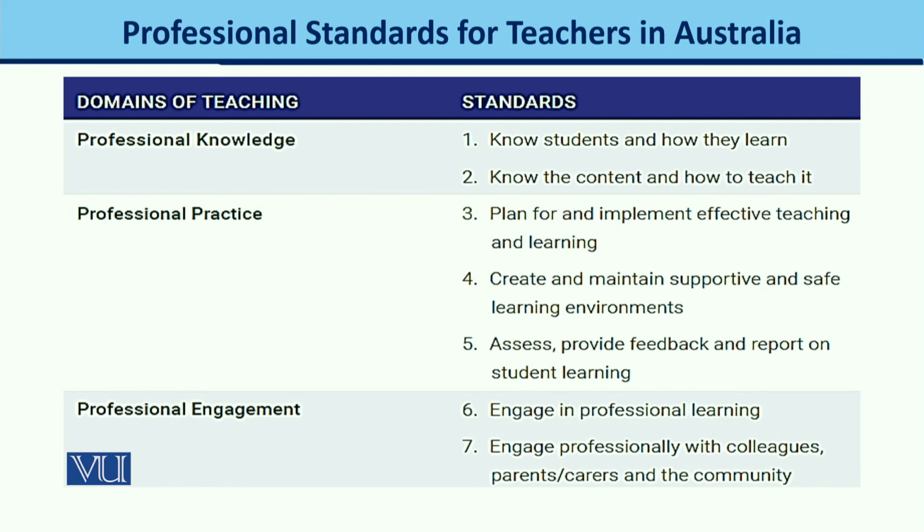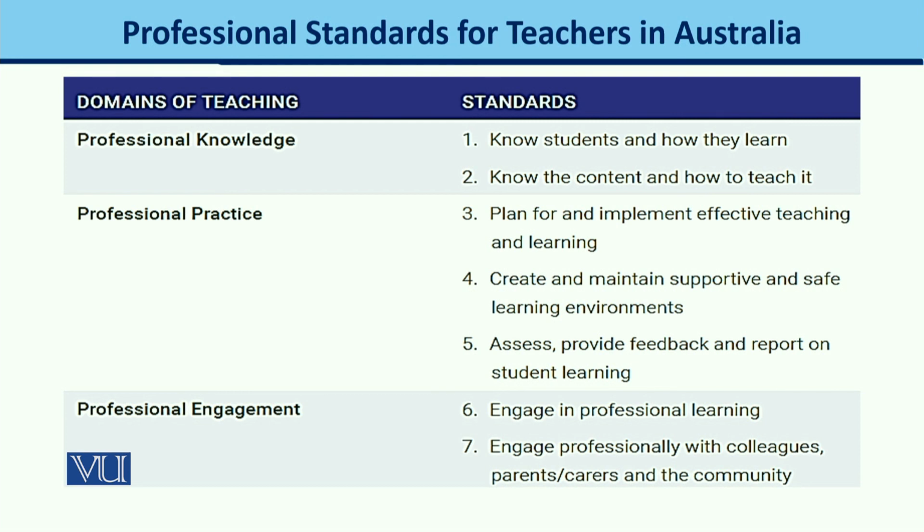And the second one is professional practice. That includes planning for and implementing effective teaching and learning, and creating and maintaining a supportive and safe learning environment. The teacher should know how to create a safe, motivational, pleasant learning environment, etc. And in professional practice, the teacher should know how to assess and provide feedback and report on student learning. And the third domain of teaching is professional engagement. Engage in professional learning. And the last is to engage professionally with colleagues, parents, carers, and the community.